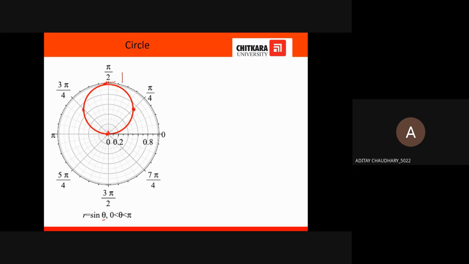Negative y-axis. So, very nice: r is equal to minus sine theta. Is it clear? Keep in mind, if r is equal to a, it is a circle with center at origin. If r is equal to a sine theta, it lies on the positive y-axis. If r is equal to minus a sine theta, it lies on the negative y-axis. If r is equal to a cos theta, it lies on the positive x-axis. If r is equal to minus a cos theta, it lies on the negative side of the x-axis.